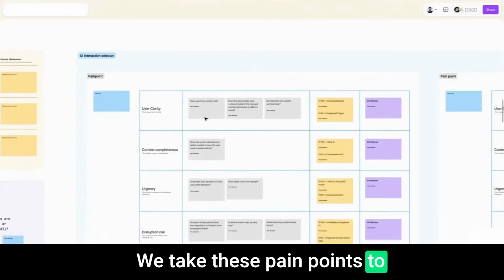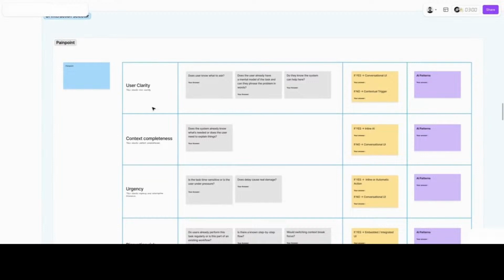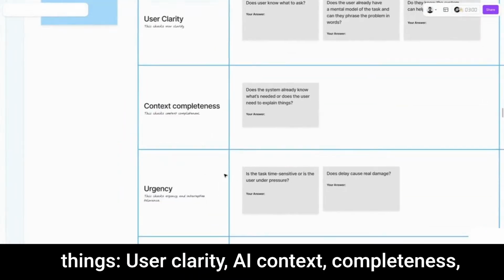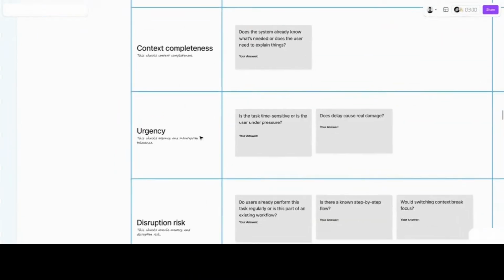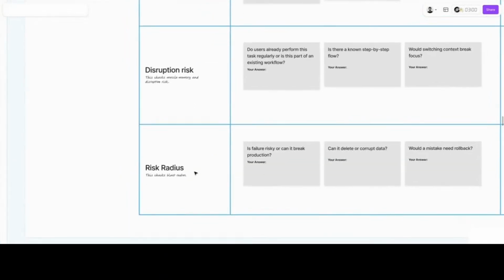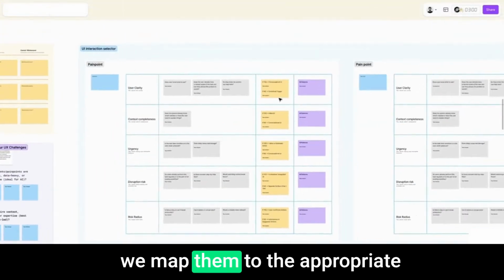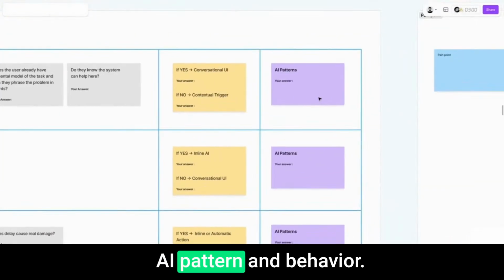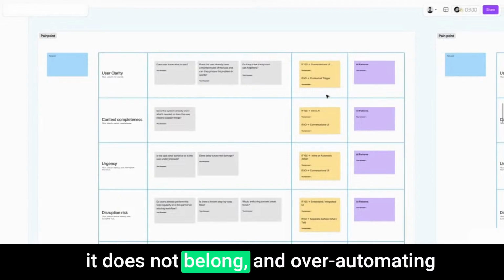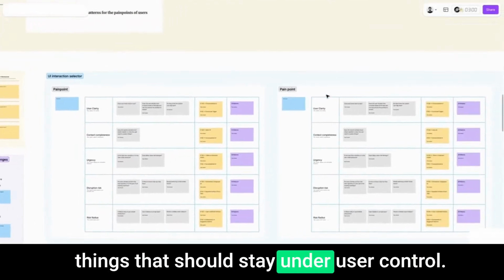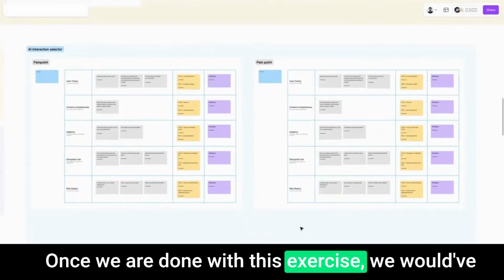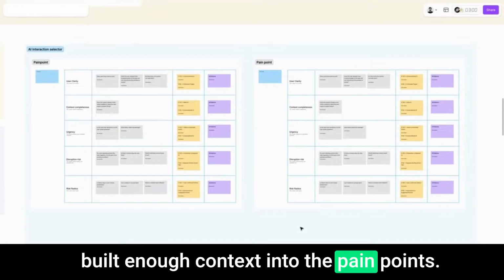We take these pain points to a structured set of questions. These questions will help us understand five things: user clarity, AI context completeness, urgency, disruption risk, and risk radius. We map them to the appropriate AI pattern and behavior. This step helps us avoid using AI where it does not belong and over automating things that should stay under user control.